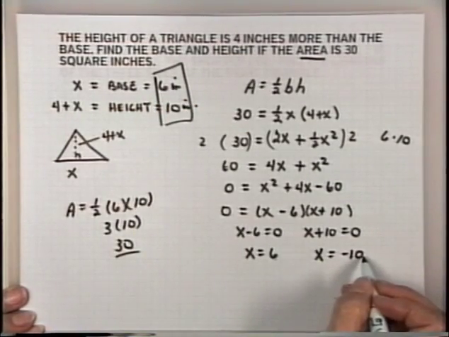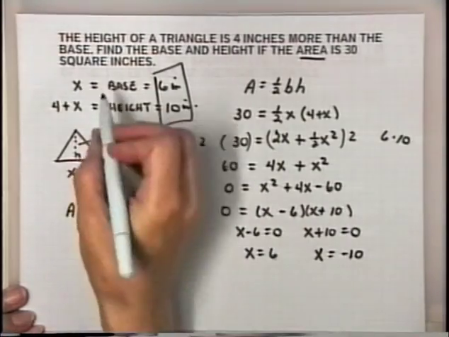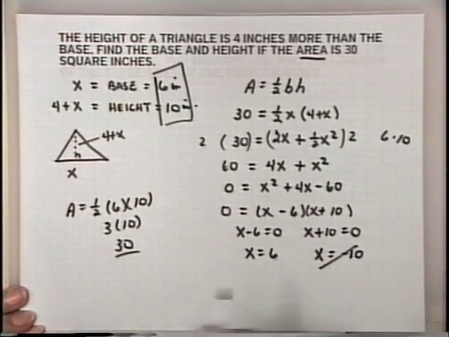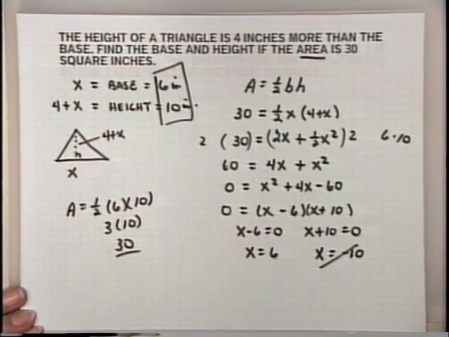X equals negative 10, since x represents the base of a triangle, would not make sense. We cannot have a negative base, so we will rule that possible solution out.